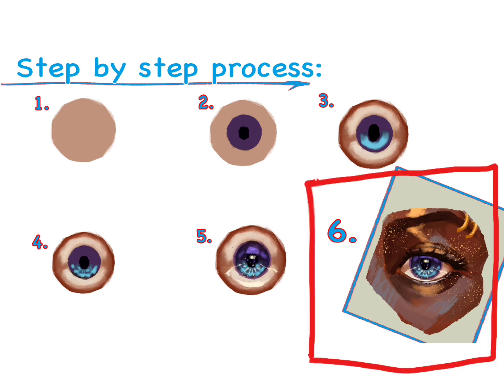Step 6. With the above process all done, we can then add our set of eyelid. And we are done with the painting of our character's eyeballs.